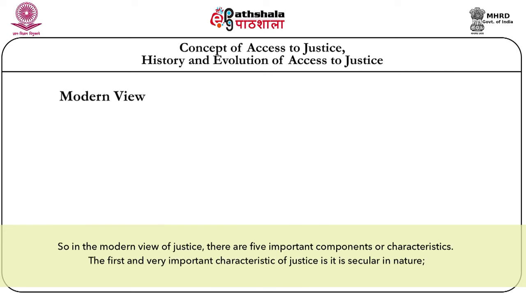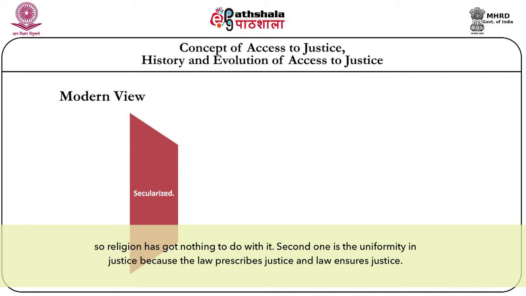So, in the modern view of justice, there are 5 important components or characteristics. The first and very important characteristic of justice is it is secular in nature. So, religion has got nothing to do with it. Second one is the uniformity in justice, because the law prescribes justice and law ensures justice.